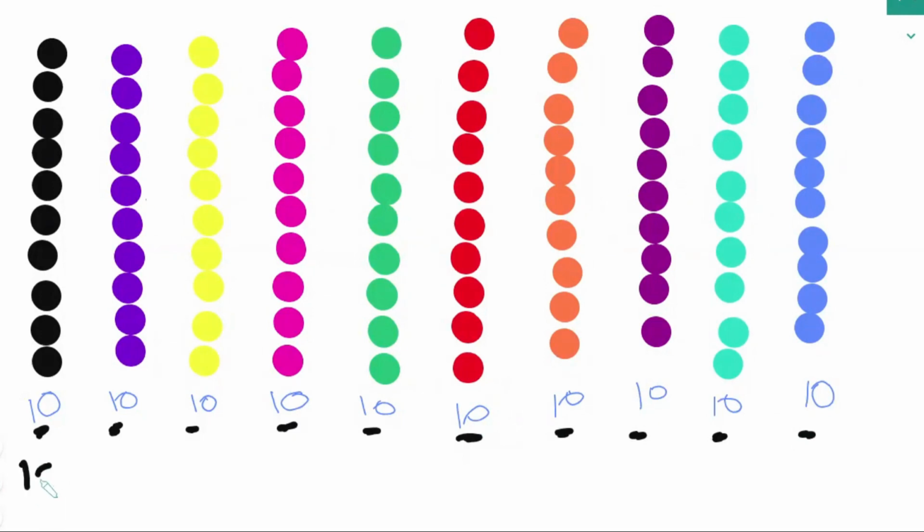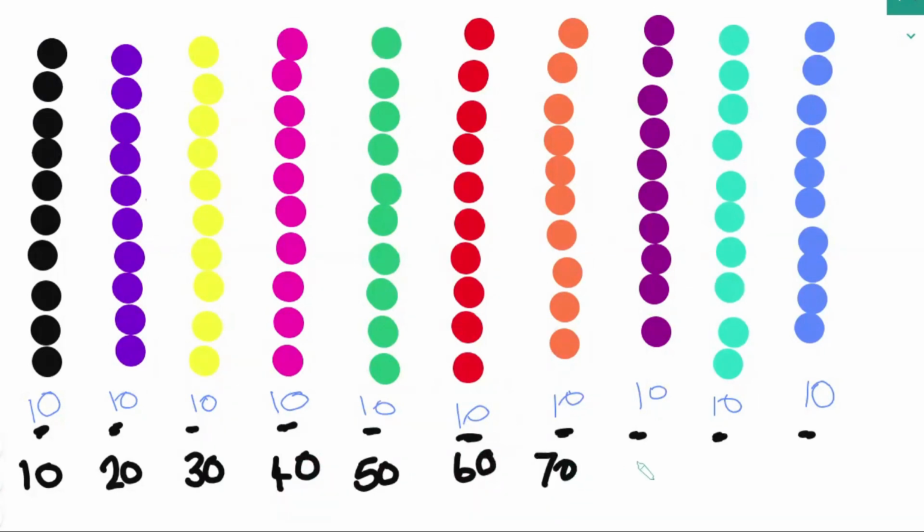We have 10, 20, 30, 40, 50, 60, 70, 80, 90, and what's the next 10? It's 100. Fantastic. Now I'm going to give you a little way on how to remember how to count in your tens.